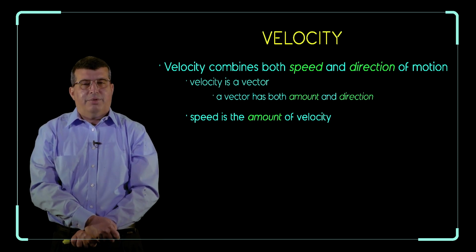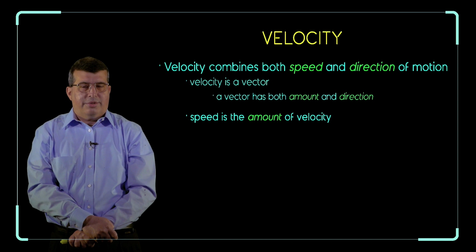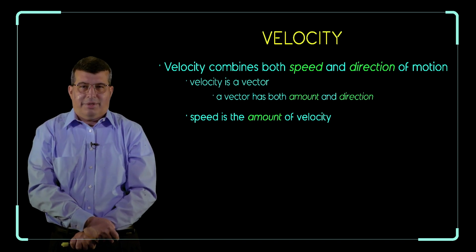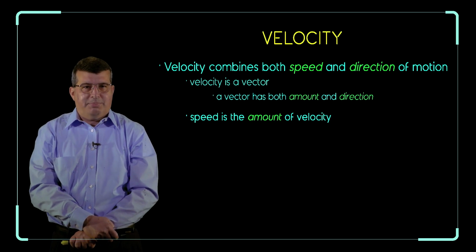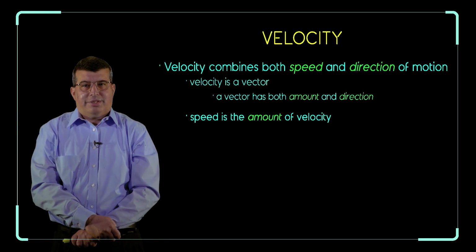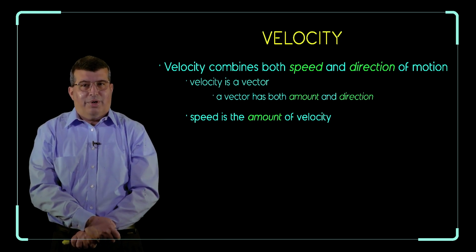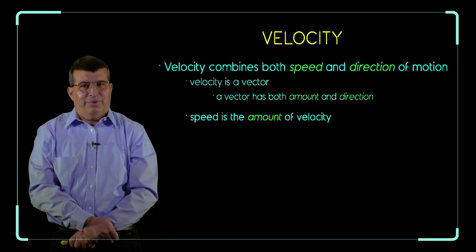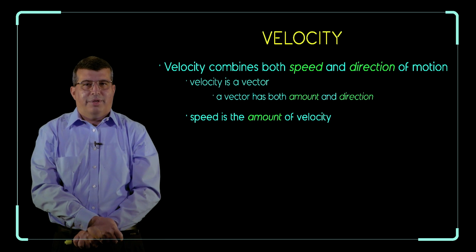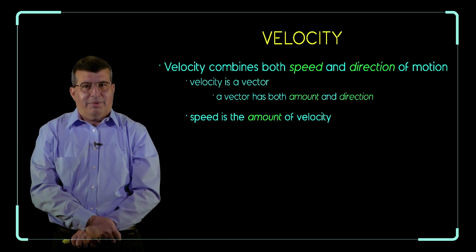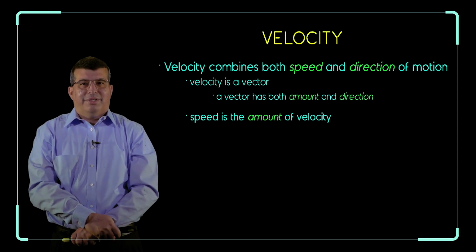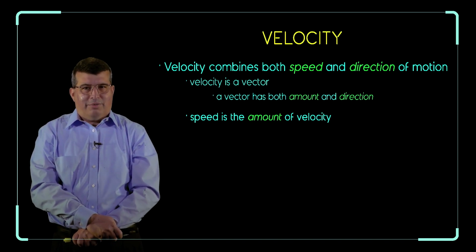But your velocity would be 60 miles an hour north, 60 miles an hour east, 60 miles an hour south, or 60 miles an hour west. Those are all the same speed, but those are different velocities, and the direction matters depending on where you want to go. If you're headed in the wrong direction, you won't get where you want to go. So velocity takes into account that both your speed and your direction of motion matter with where you want to go. So this is our first vector quantity that we've encountered.